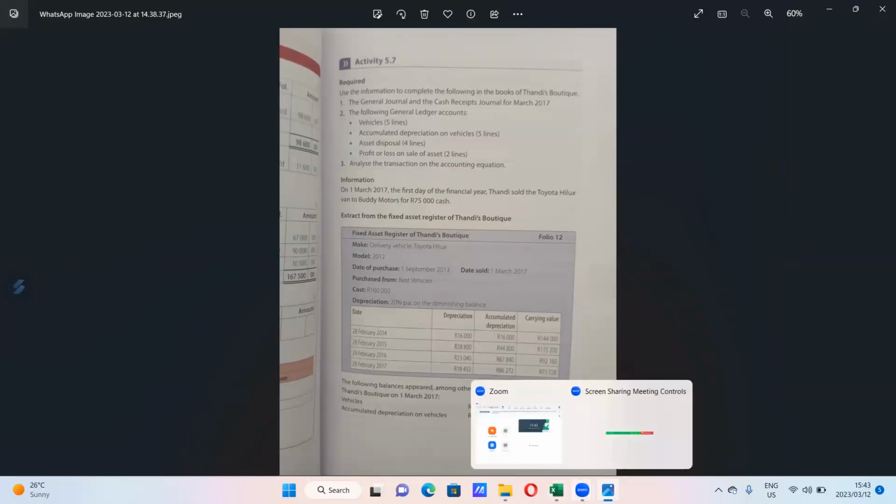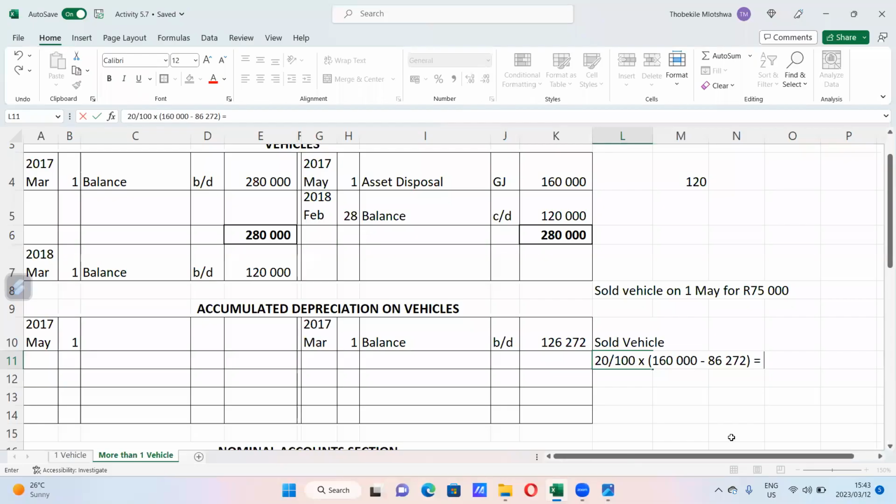So it's fine, we just do this. I'm going to use my calculator here quickly. Okay, this calculator doesn't want to work, so let's just use the computer. Times 0.2, which is 20%, times the carrying value, 73,728. Okay, no, I didn't say equals. Let's say equals. Let me put a 0 here. Okay, so is that equals? Yes, so this is the 20%.